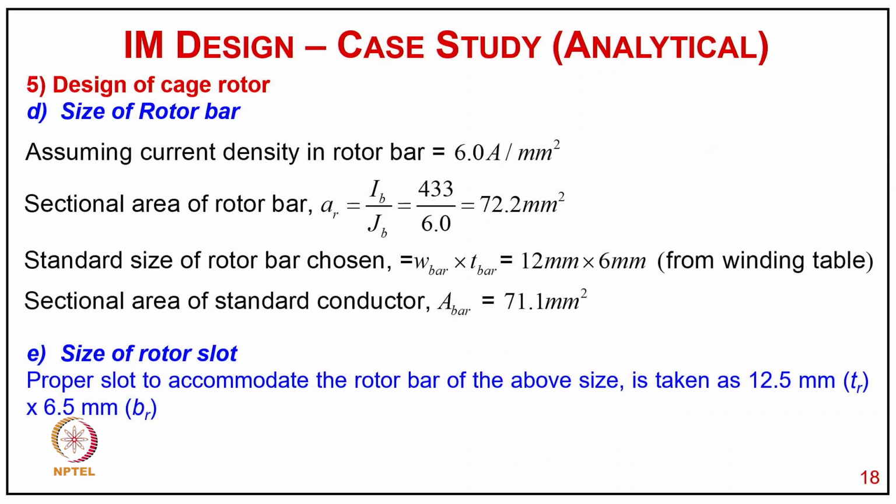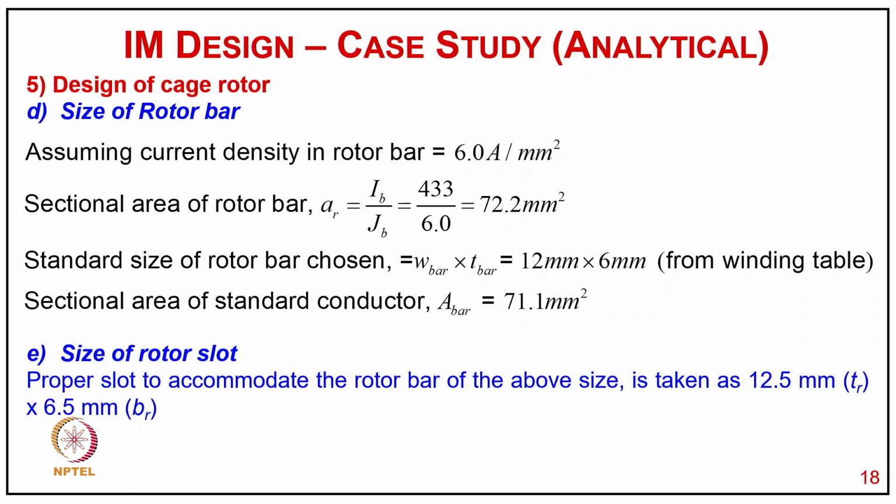Now coming to the size of the bar, assuming the current density of rotor bar in the order of 6 ampere per millimeter square. The reason we consider this as higher is because of the rotor rotation, cooling is better in the rotor. So compared to stator, we take higher current density, and here we are selecting 6, where for stator we consider 4.2 ampere per millimeter square. From this we can get the cross-sectional area of the rotor bar AR equal to IB upon JB. So putting the value it comes 72.2 millimeter square. So the standard size of the rotor bar is WBR into DR at 12 into 6.